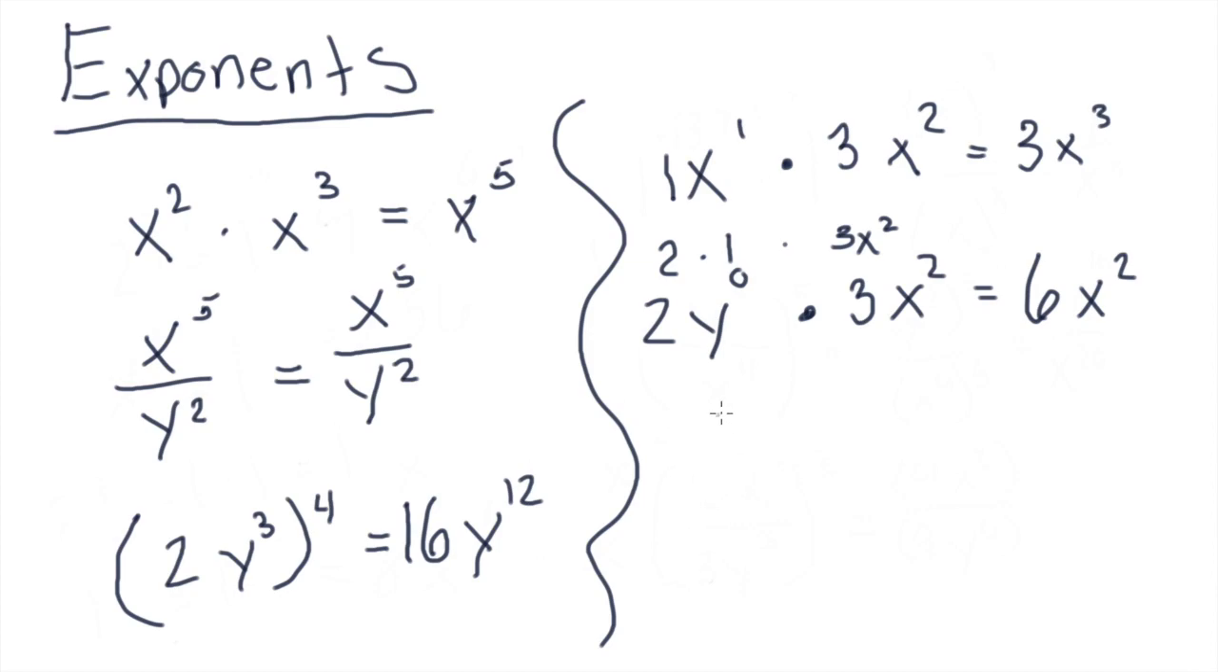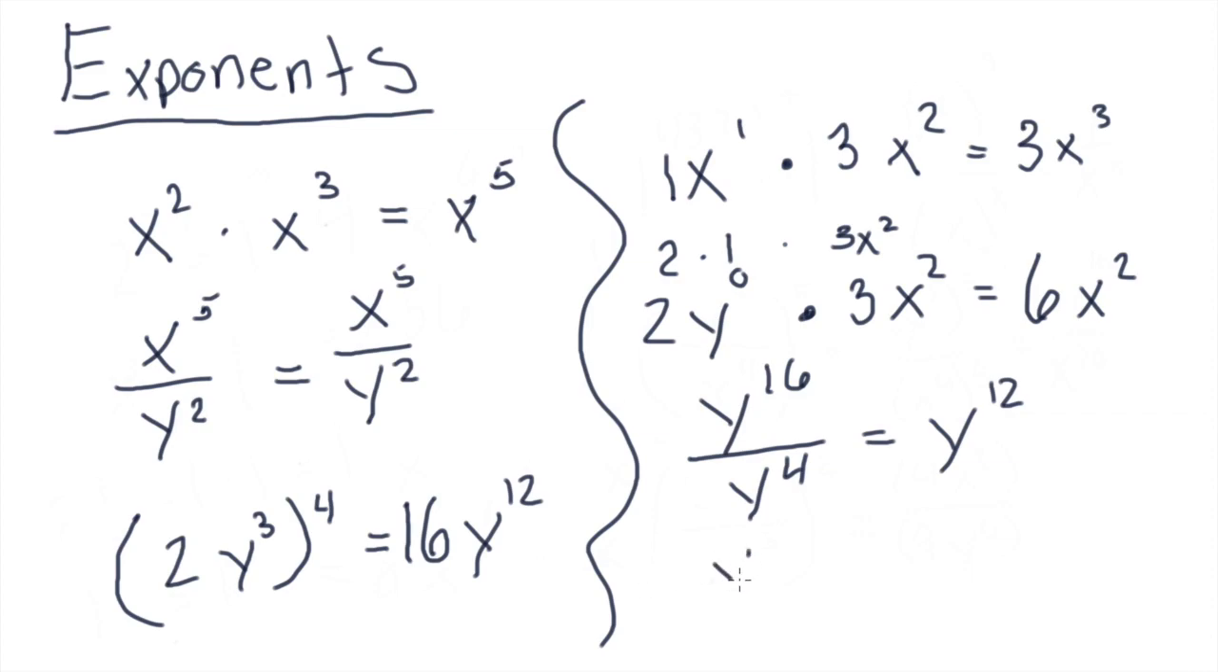How about this one? y to the 16th over y to the 4th. How would you reduce that? Since this is division and we have the same base for both of them, we're simply going to subtract our exponents. So 16 minus 4 is 12, so this would turn into y to the power of 12. And let's do one more problem.